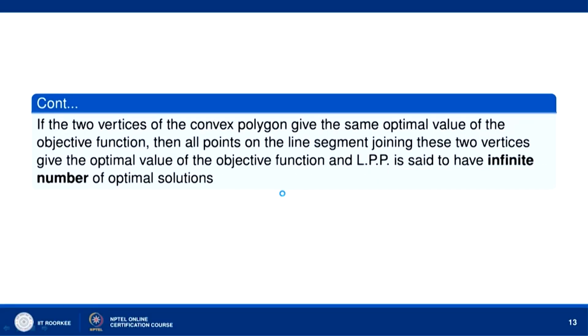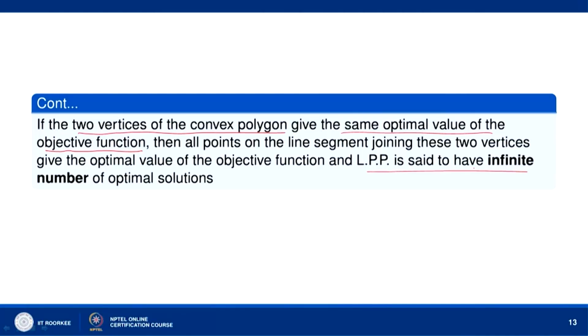Now, suppose there may be a case where two vertices of the convex polygon give the same optimal value of the objective function. Then all points lying on the line segment joining these two vertices give the optimal value of the objective function. So, if there are two vertices of the convex polygon at which the value of z comes out to be the same, then all points lying on the line segment joining the two vertices will all be giving the optimal value of the objective function. In that case we say that the LPP has an infinite number of optimal solutions.